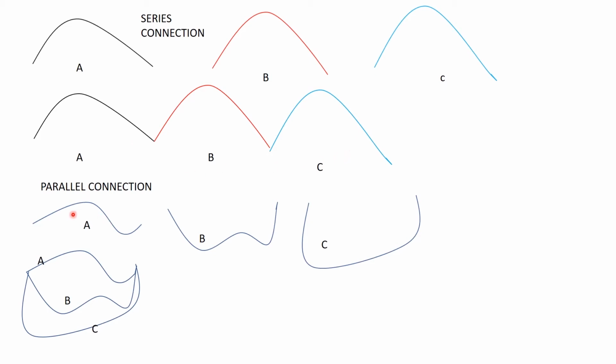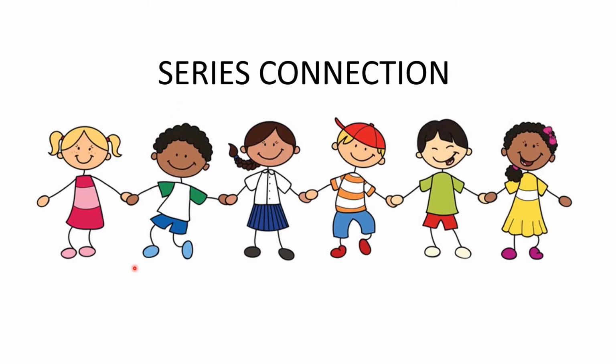Next, parallel connection. Similarly, I take 3 threads, A, B and C. If one end of each of the threads are connected together and the other end of each of them are connected together, then we get a parallel connection. So in a parallel connection, there are 2 endpoints. When we form a human chain, the human chain is an example of a series connection. Like this, when people are holding hands one after another, this is an example of a series connection.